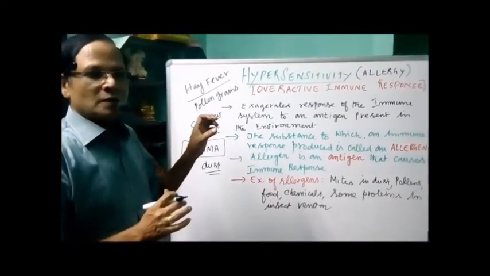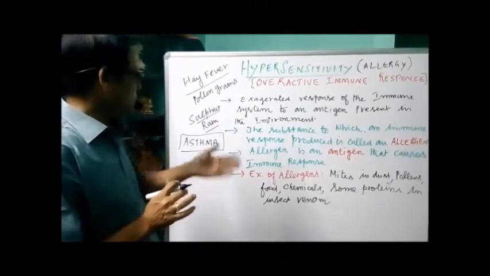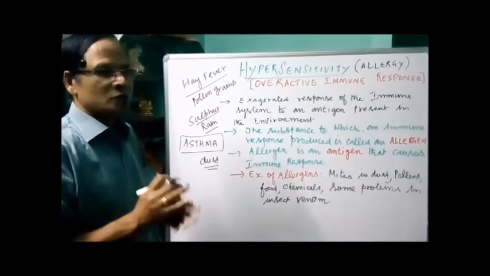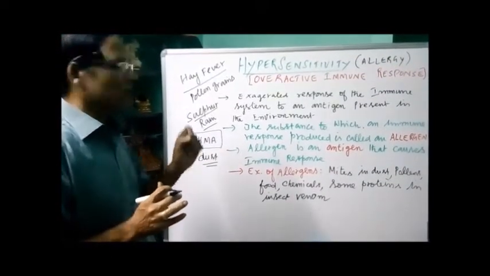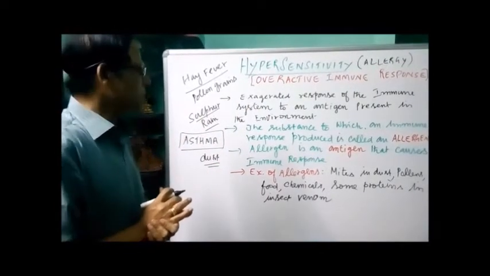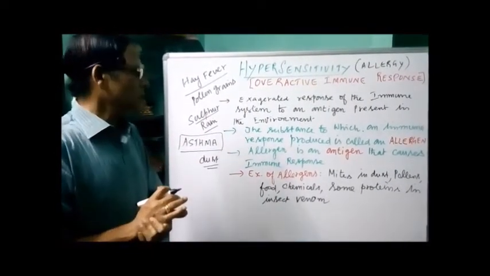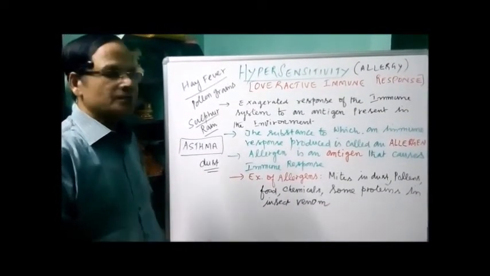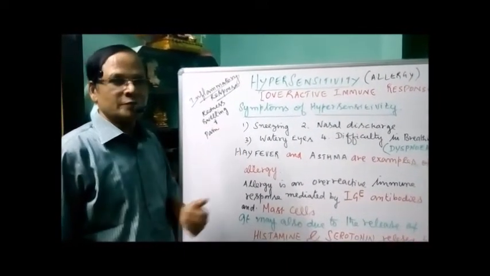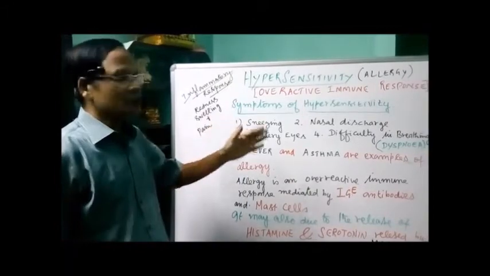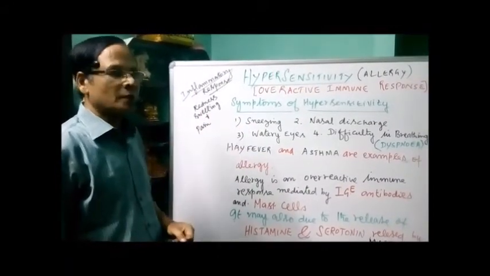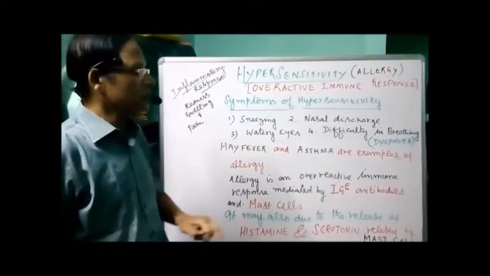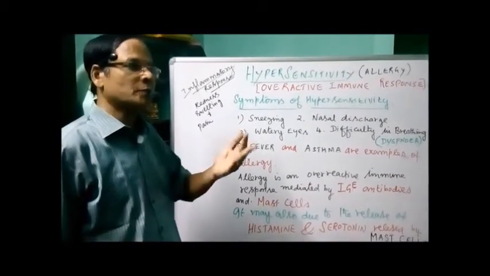Now, I mentioned the types of allergens. We have to go through the symptoms related to allergy, what symptoms we can develop. All symptoms are related to the respiratory system. Then, what are the antibodies involved in allergy? Let's see now. What are the symptoms of hypersensitivity? It almost always affects the respiratory system: sneezing, nasal discharge, watery eyes, difficulty in breathing, called dyspnea, and painful inspiration and expiration.